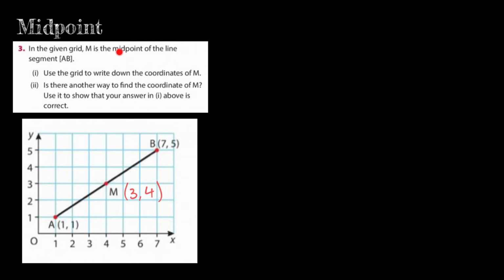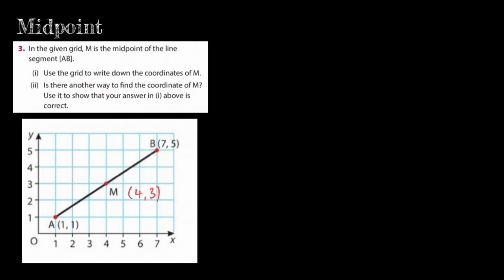In the given grid, M is the midpoint of the line AB. Use the grid to write down the coordinates of M. The coordinates of M, I wrote them out there, are going to be 3, 4. No, they're not. They're going to be 4, 3. X value comes first, so it's going to be 4, 3. So I'll rub that out. I made a mistake, and that should say 4, 3, because your X value always comes first, and your Y value comes second.